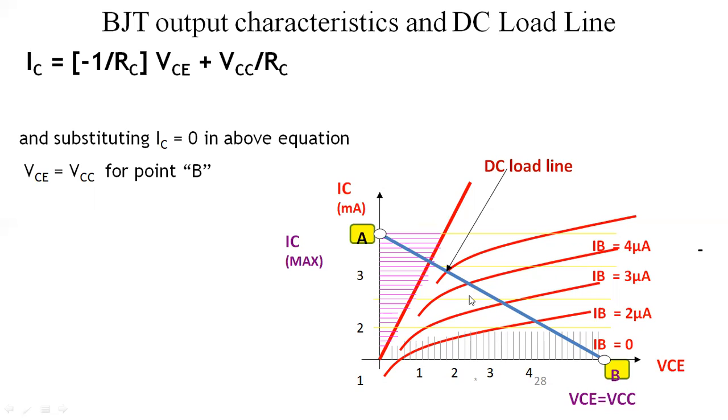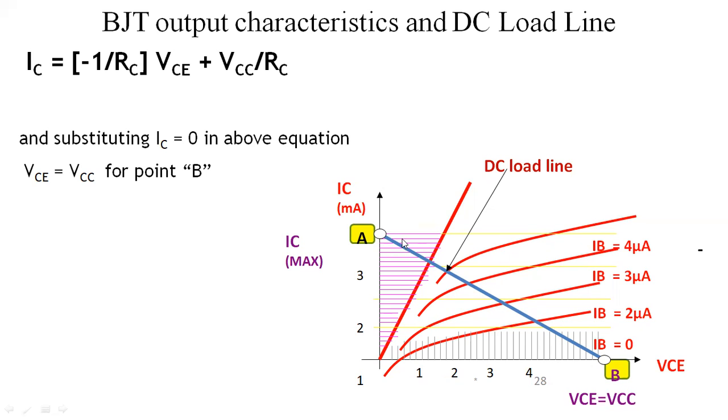So we have to maintain the voltage VCE across the collector and emitter such that all these points are present within this region. Then and only then are we able to operate this transistor as an amplifier. Otherwise, it will be in saturation mode or off mode.